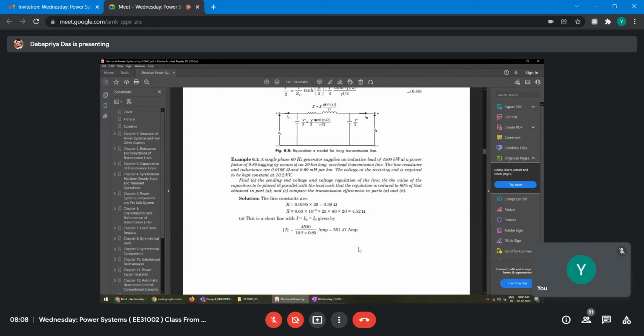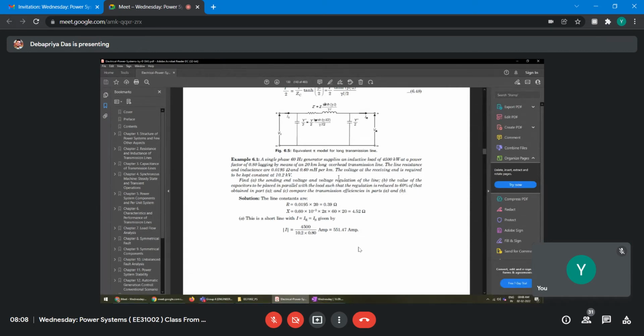So find the sending end voltage and voltage regulation of the line, and the value of the capacitor to be placed in parallel with the load such that regulation is reduced to 60% of that obtained in part A. Then compare the transmission efficiency of part A and B.